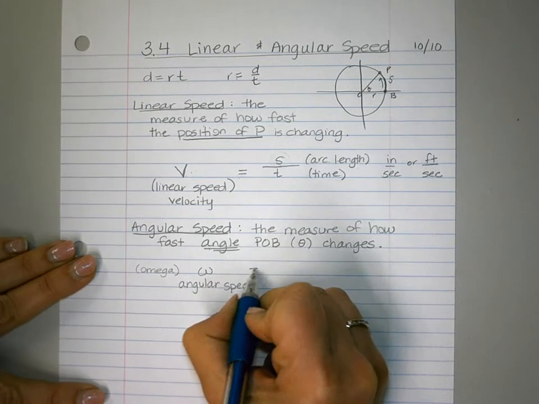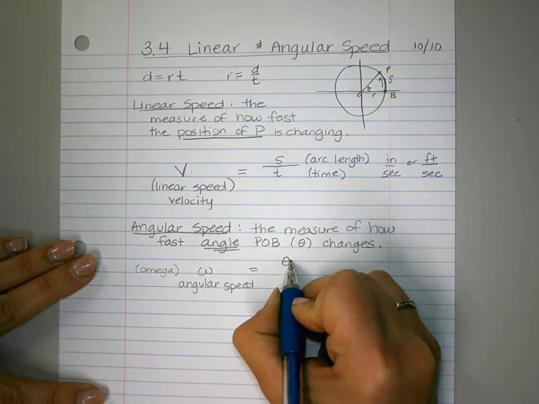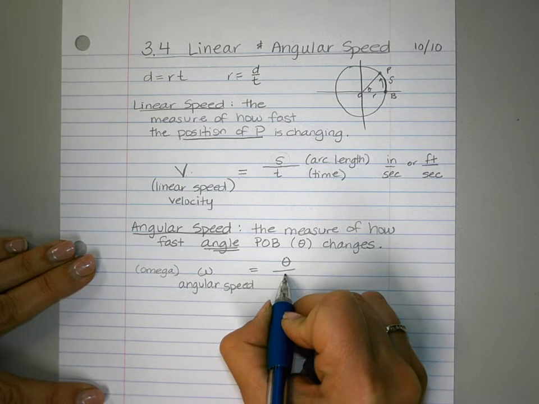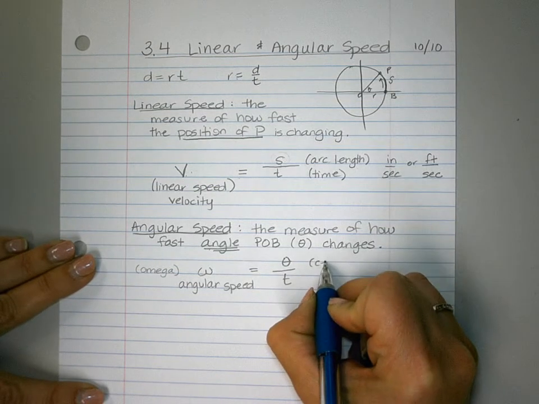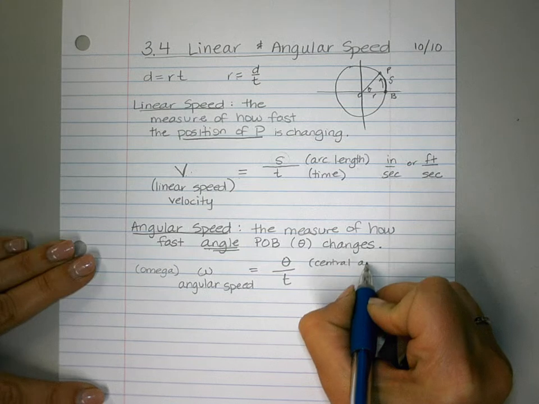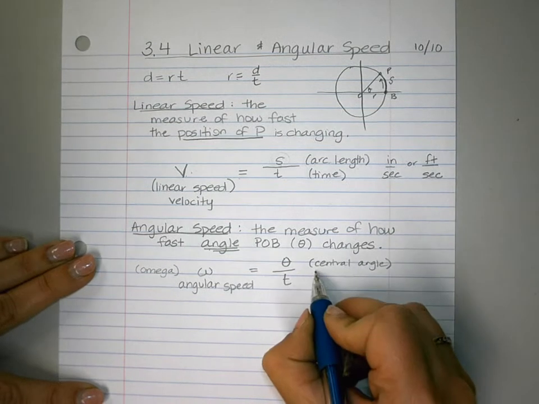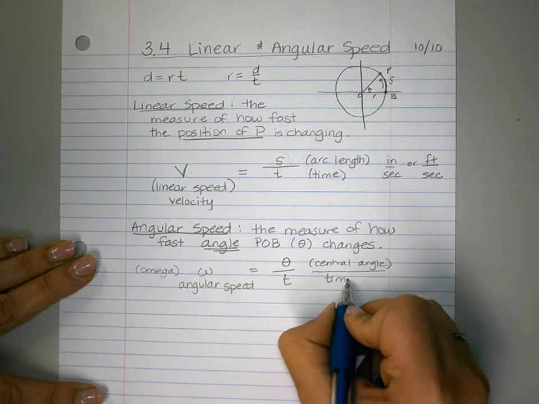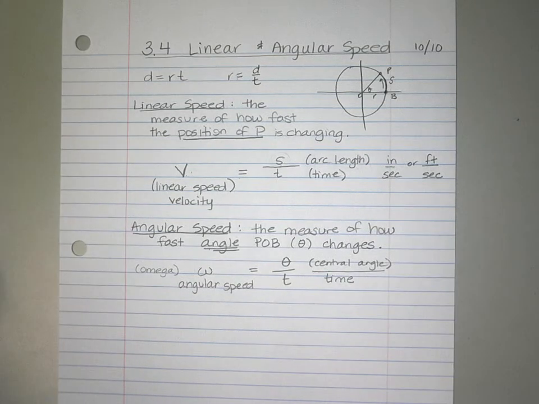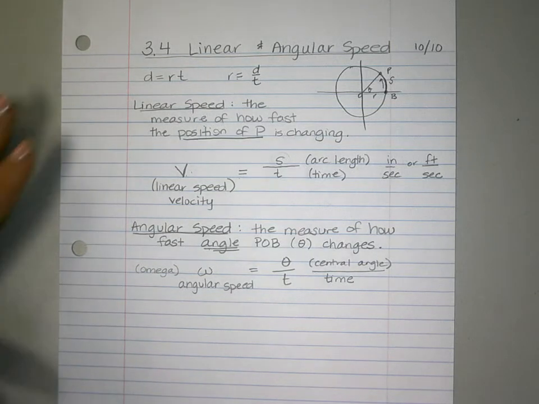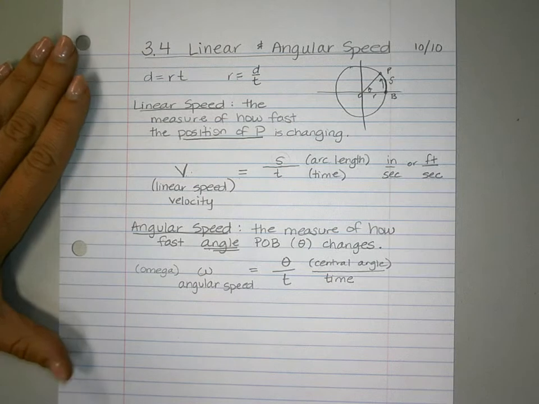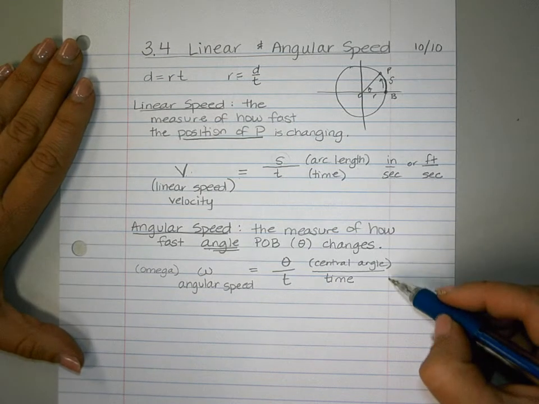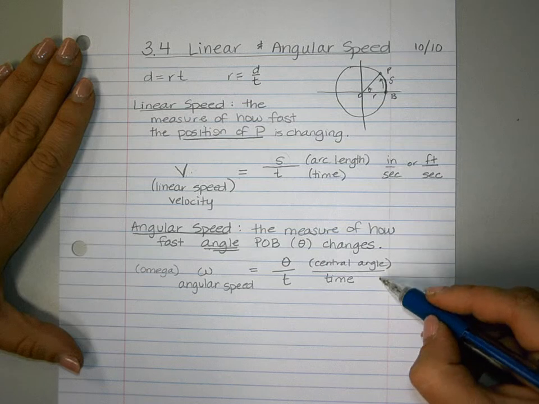So omega equals the actual angle divided by time. In parentheses, I'm going to write central angle. Our theta is the central angle divided by our time, usually again in seconds. So angular speed is how fast the angle itself is changing in relation to the time. It has to do with the units we'd be using: our angle divided by seconds.